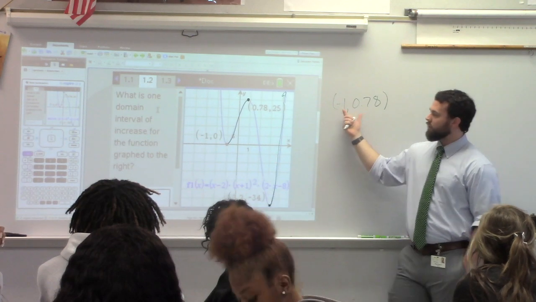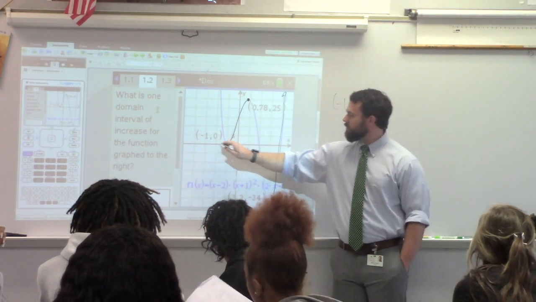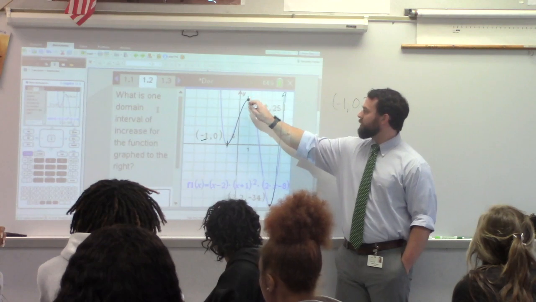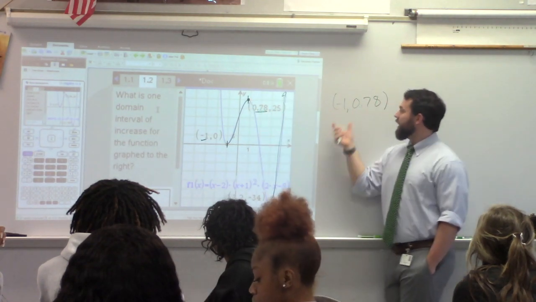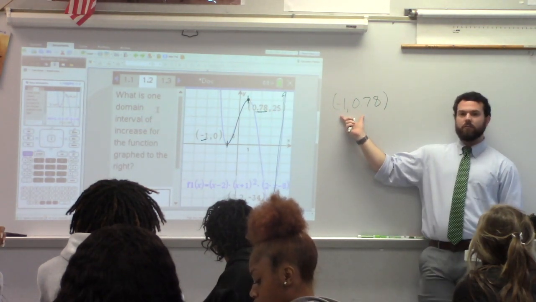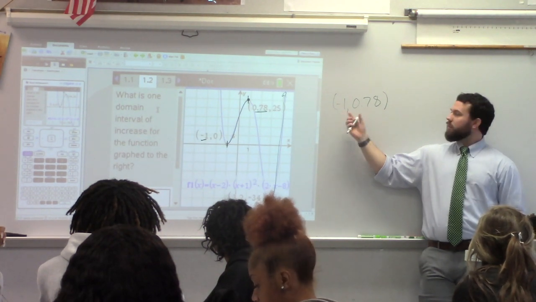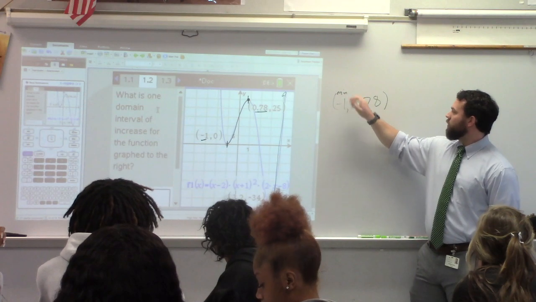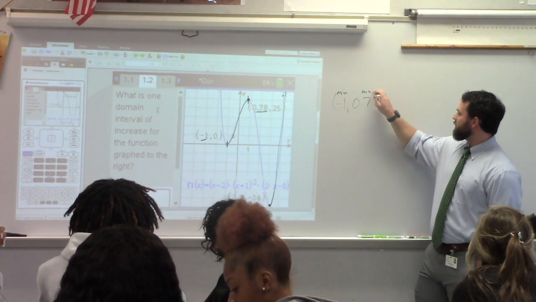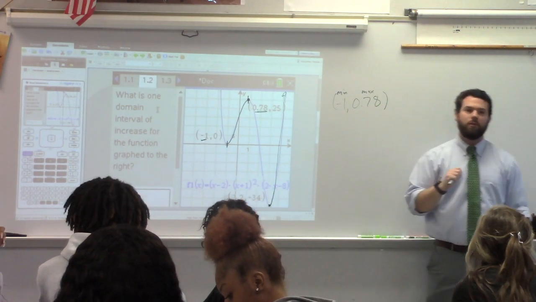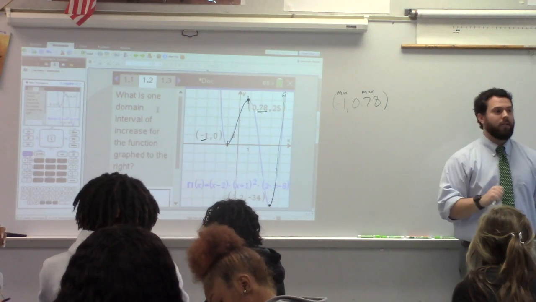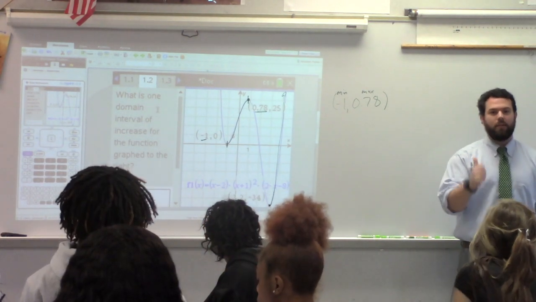No. Where is it? What's the x where it starts increasing? Negative 1. What's the x when it stops increasing? So is that an interval of x values where it's increasing? Very much so. Okay. This is the minimum x value where it starts to increase. This is the maximum x value where it stops increasing. So that would be a good domain interval of increase.